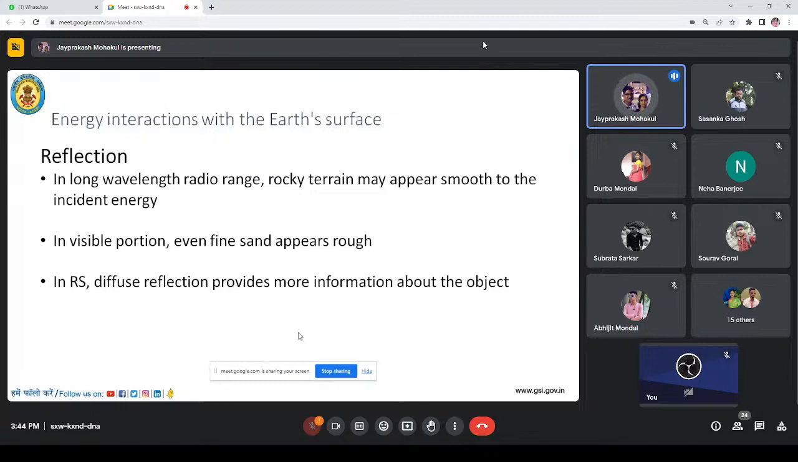Because if you have a long wavelength in the radio range, rocky terrain may appear smooth to the incident energy. In the visible portion, even fine sand particles appear rough, right? Because the lesser the wavelength, the energy of that particular wavelength will be interacting with the particle. So sand will appear rough to visible spectra, contrary to microwave energy, which has a much larger wavelength, right?